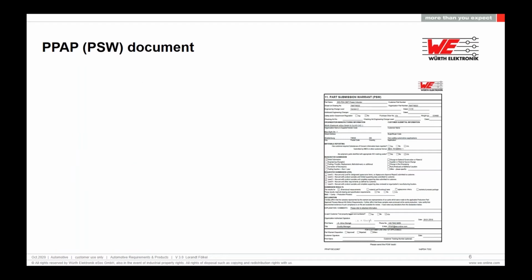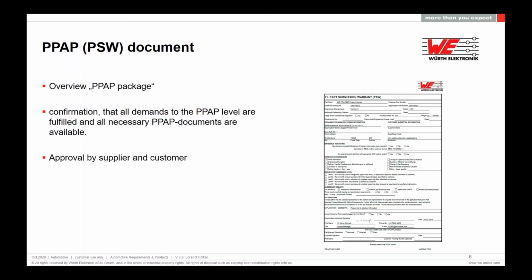This part submission warrant actually is nothing else, just a kind of contract between the manufacturer and the customer. It's very important that when you get this documentation, ours is always signed, but you have to sign this documentation and send it back. If you don't do this, it's not a valid documentation. Many customers forget that, and that is very important for the PPAP documentation.